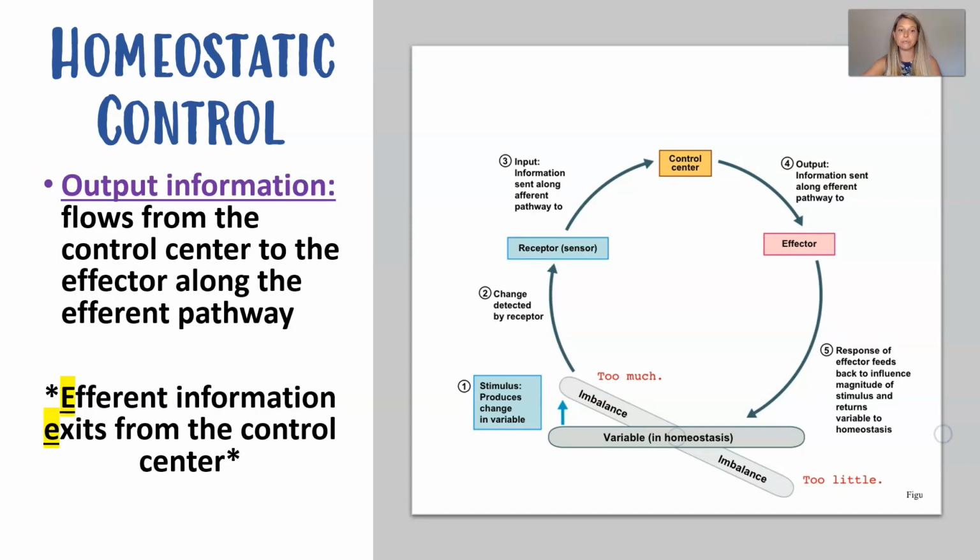and determines the appropriate response or output for the effectors. Okay, so then we have information that flows from the control center to the effector, the thing that's actually going to respond to the change in the variable. That's our output information, or efferent information. So output information flows from the control center to the effector or effectors along the efferent pathway. And I always remember this because efferent starts with E, so efferent information exits the control center. So the afferent information is approaching the control center, from the receptor to the control center. The efferent information is exiting the control center, so going from the control center to the effectors.